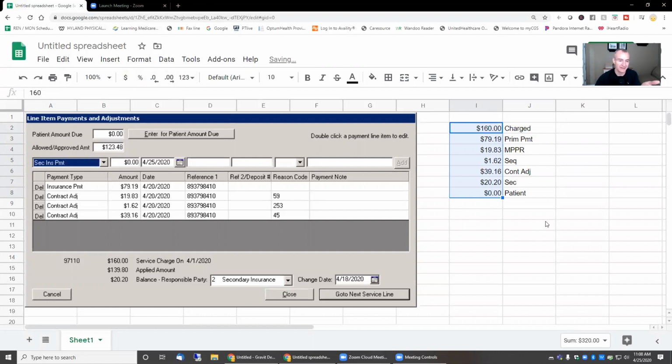Now, this could be a screenshot from Therabill. It could be a screenshot from PracticeMate. It could be a screenshot from HelloNote. Any billing software you're using, this would be a screenshot straight from there.